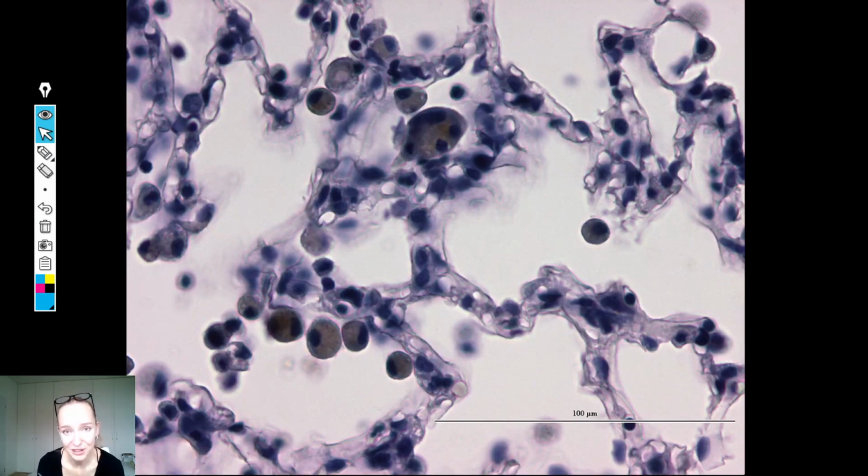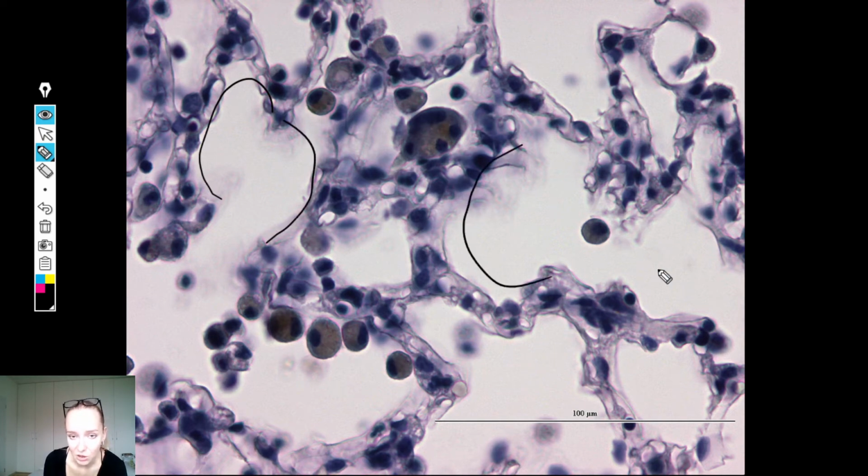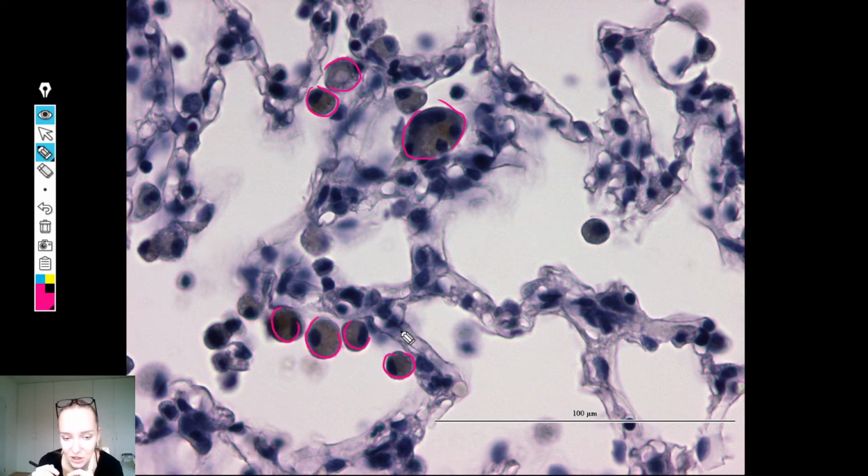And there is this picture from the lungs. These are the lungs. You would be able to recognize lungs in the next semester. But these are the alveoli in the lungs. So these spaces right here, these are the alveoli. And what we can see right here, we can see these guys. These are macrophages that are located in the lungs, or alveolar macrophages.